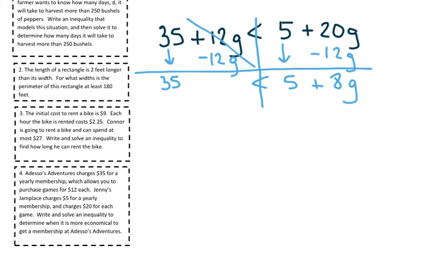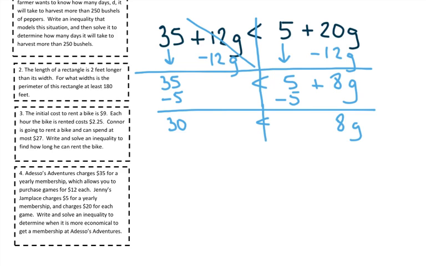At this point, I'm going to get rid of the 5, so subtract 5 from each side. And here I get 30 is less than 8g. And then I'm going to divide both sides by 8. So we get 3.75 is less than g. Now think about what the g stood for. G stood for how many games you purchase in the year. So what does that tell you about when Adesso's Adventures will be more economical than Jenny's Jam Place?